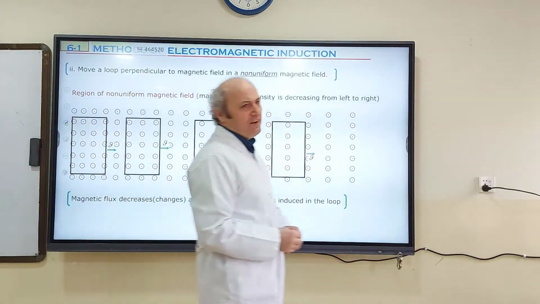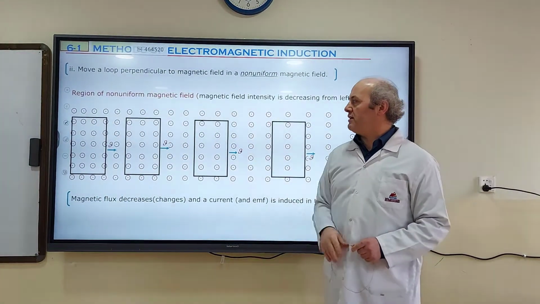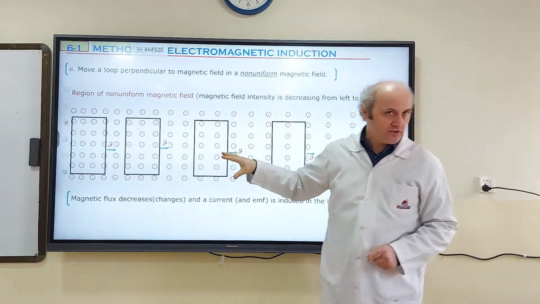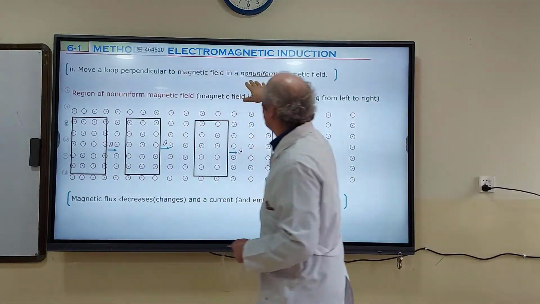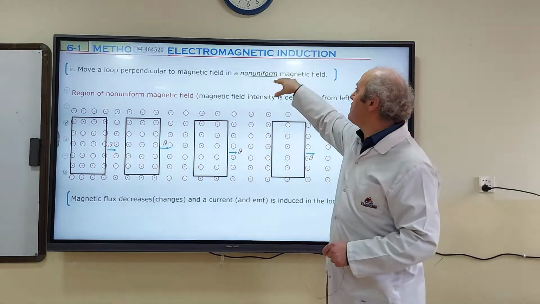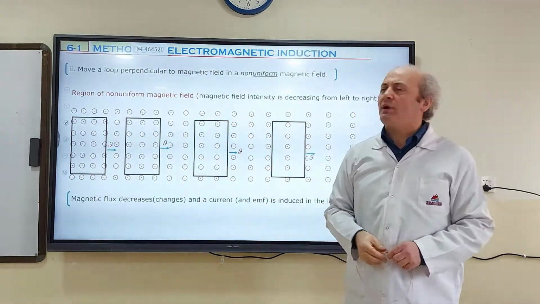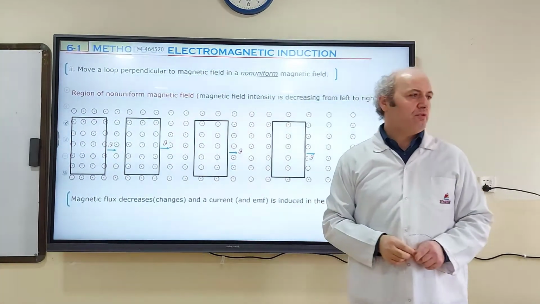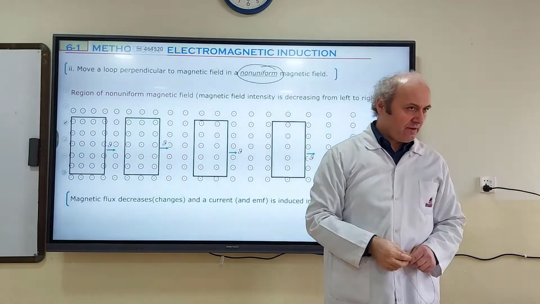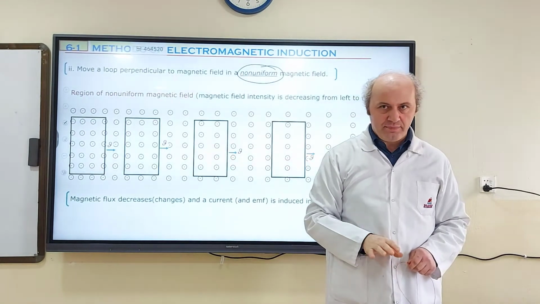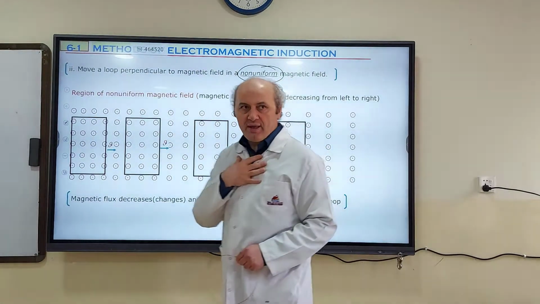Okay, so now look at the board. The second method is, in fact, something we talked about, but this is going to be a little more detailed study. Move a loop perpendicular to the magnetic field in a non-uniform magnetic field. What does non-uniform magnetic field mean? The intensity of the magnetic field is not constant, everybody. Different intensity.